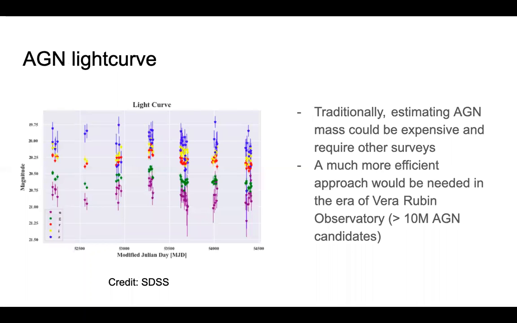The data we use in our AGNet implementation are AGN light curves. Traditionally, estimating AGN supermassive black hole mass would require data that is much more expensive and data from other surveys, notably full atomic spectra, which are much more robust than just light curves. However, in the future, a much more efficient approach will be needed in the era of the Vera Rubin Observatory, specifically the legacy survey of space and time within the VRO, which is estimated to observe over 10 million possible AGN candidates.